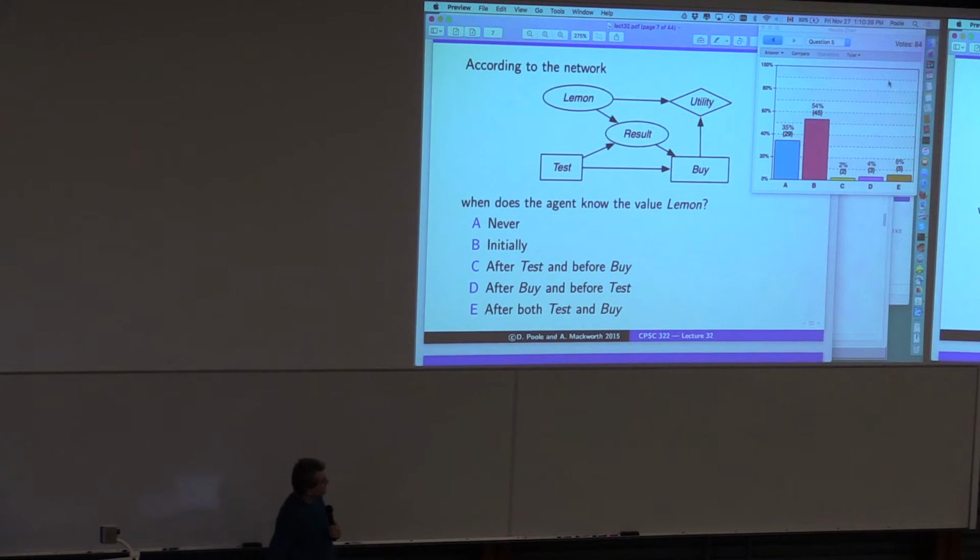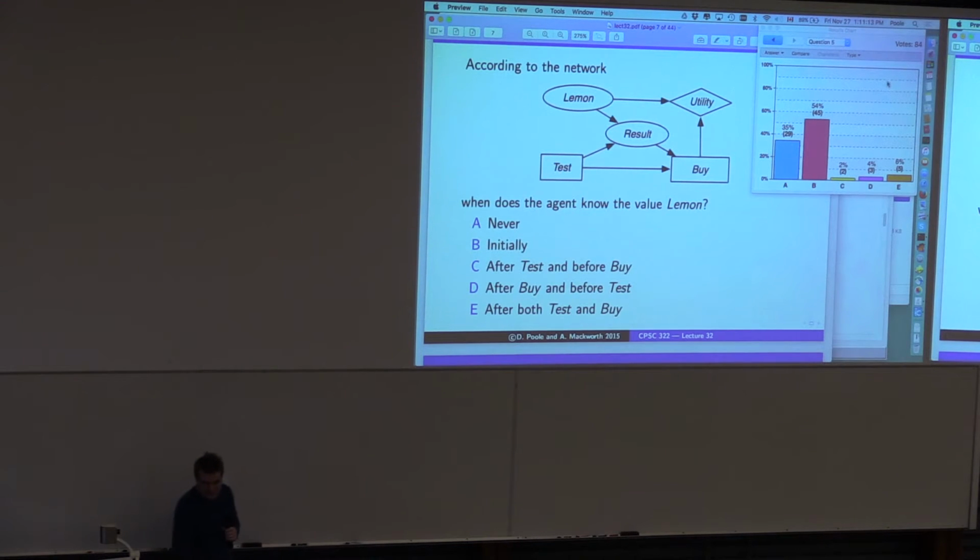That's interesting. The answer is never. It doesn't initially know it, just like it doesn't initially know the result. You don't know whether it's a lemon or not. You only observe the things that are the parents. That's the only thing this agent observes. It observes nothing when it does test, and then when it does buy, it knows the test result. That's the only thing it observes.